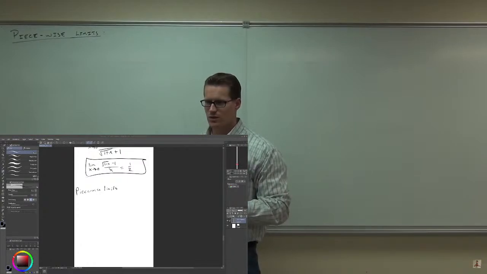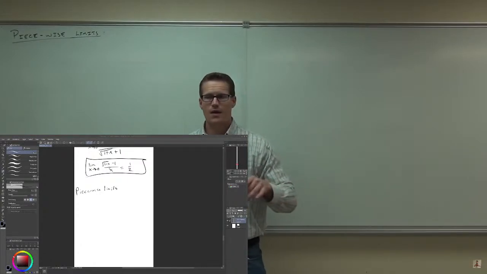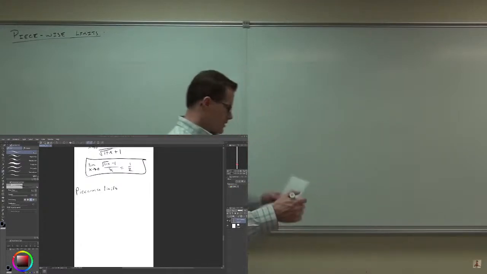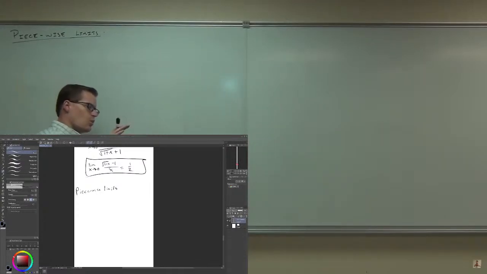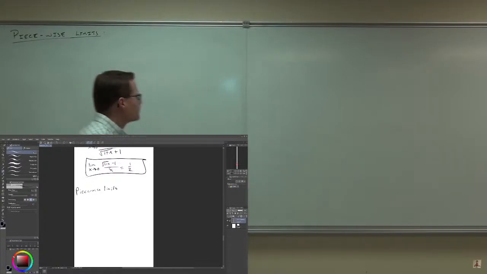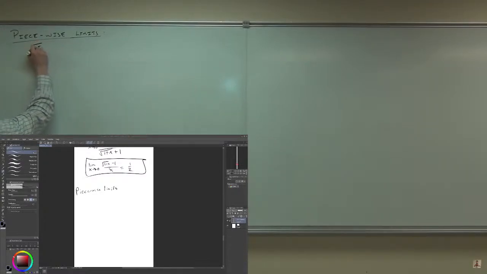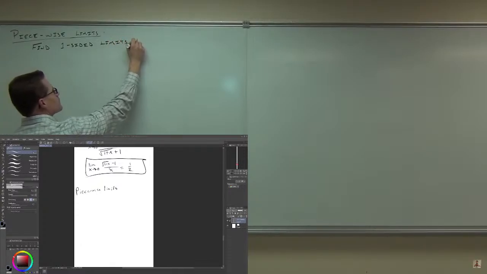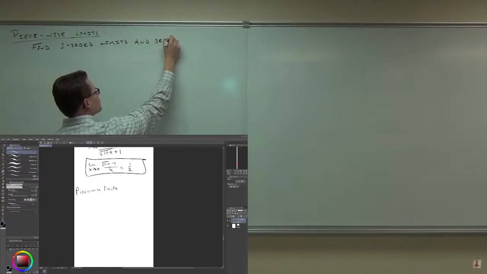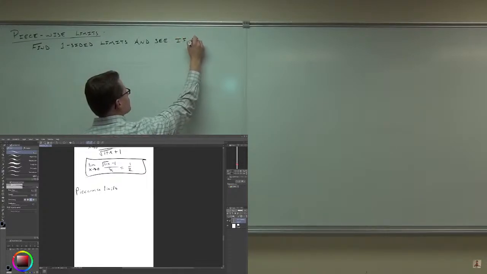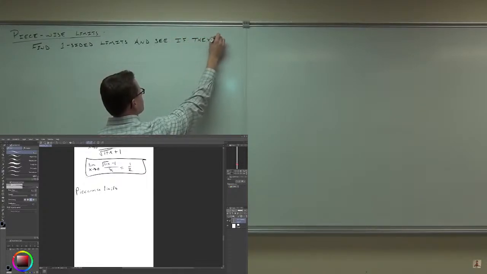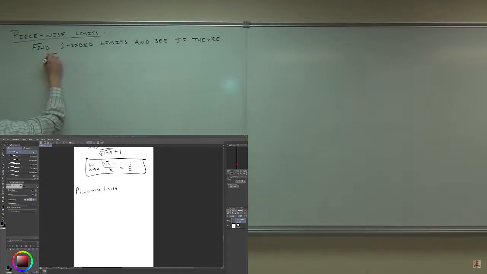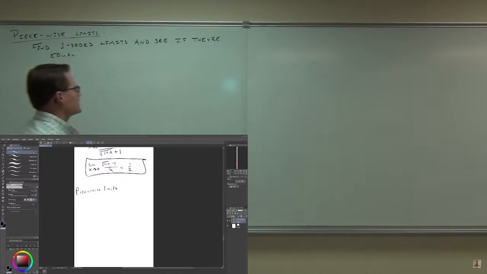I'll give you a real nice way to do this, a graphic organizer. Hopefully this will help you out. And then, of course, if there's questions, man, ask. So let's talk about this. Our idea is we're going to find some one-sided limits, and we're going to see if they're equal. Let's start off with an example. Let's say that I give you this.